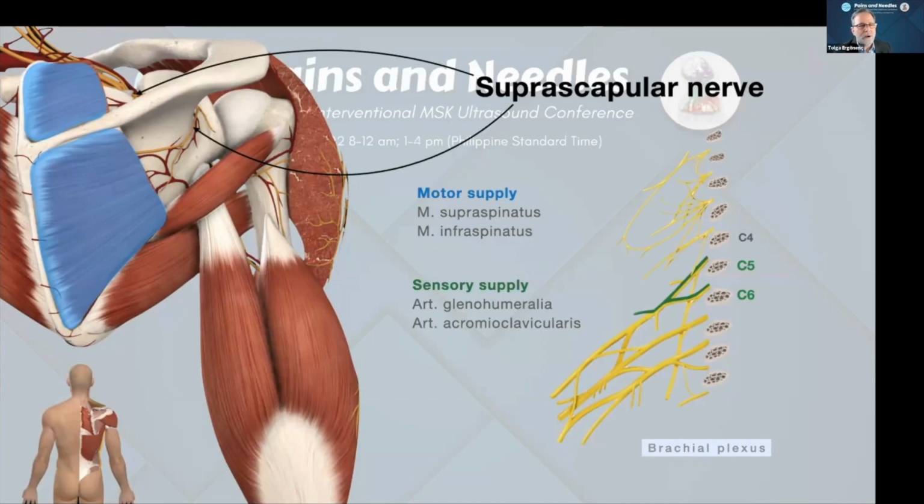The suprascapular nerve is the lateral branch of the superior trunk of the brachial plexus. Its nerve fibers originate in the roots C5, C6, sometimes C4. This is a mixed nerve, meaning that it provides both sensory and motor supply of the suprascapular region. In addition, the suprascapular nerve provides sensory supply for the joints of the scapula.